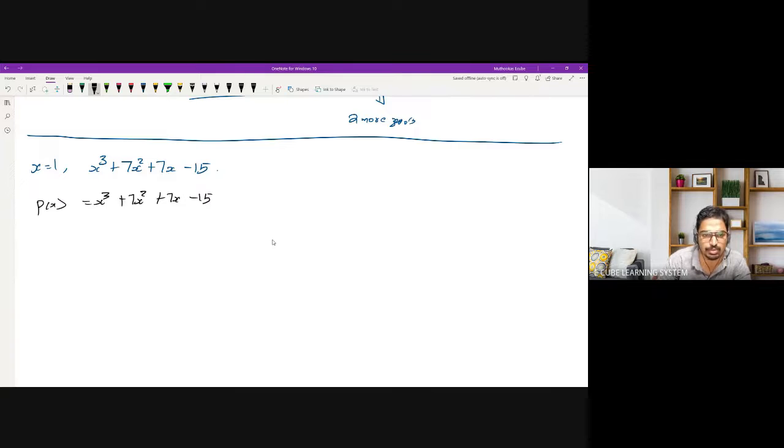The first thing that you should identify is how many zeros will be there in total. How many zeros will be there? 3 zeros will be there. And how many are given right now?